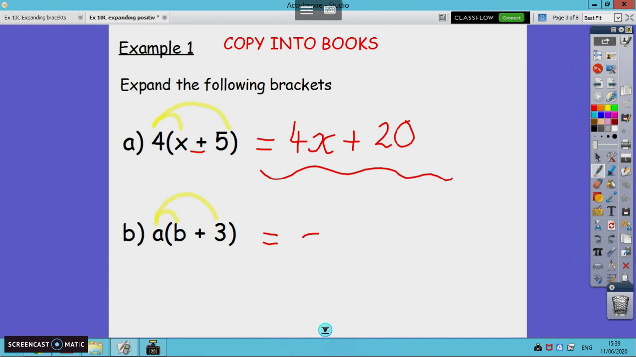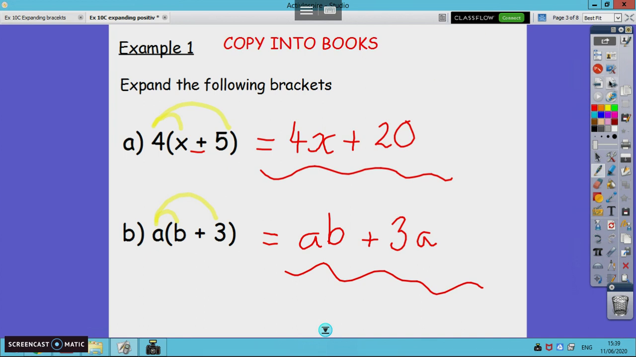So a times b we know would be ab, and then a times 3 would be 3a. Remember, because the number comes first. And we've got rid of the bracket, we've expanded it out, and we've multiplied 2 things together there. Okay? Don't worry, this isn't the only example we're going to do. We're going to do a couple more as well to try and really get the hang of this. But I think the key thing to remember is to put those lines on.